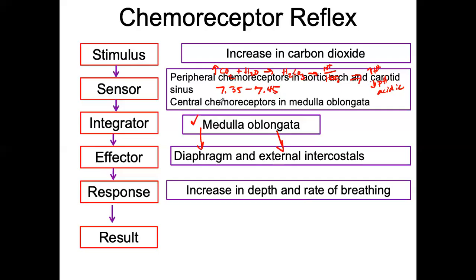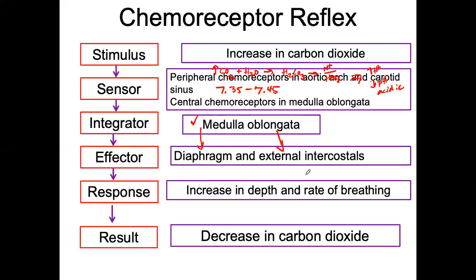What do these guys do? They're going to increase the depth of breathing and the rate of breathing, all right? So that CO2 ultimately drops. So CO2 increases, this triggers you to take a breath, right? CO2 increases, this triggers you to take a breath. You can play with CO2 levels in your blood.